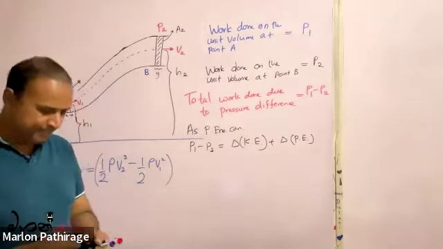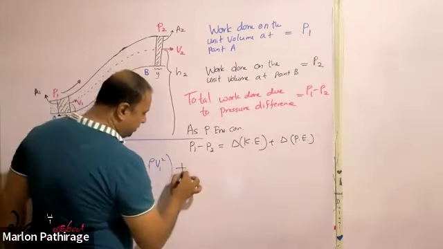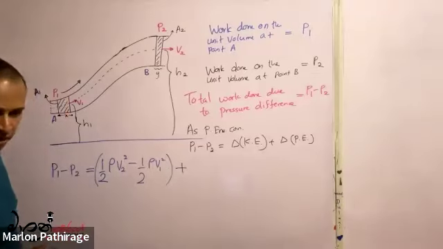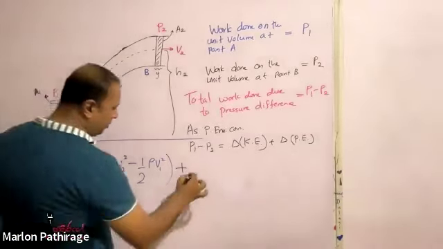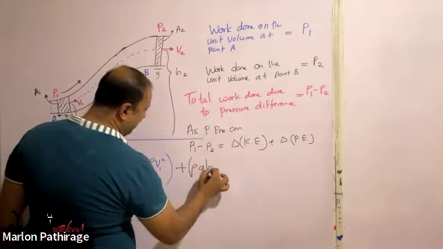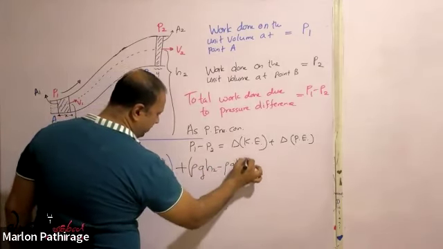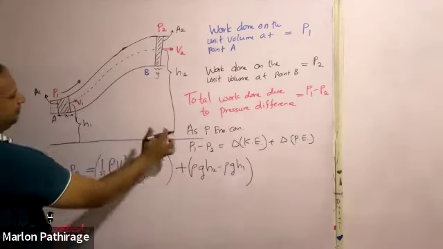Okay. Now, tell me what is the change in potential energy? Rho G H2 minus H1. Very good. Rho G H2 minus rho G H1, the initial potential energy.